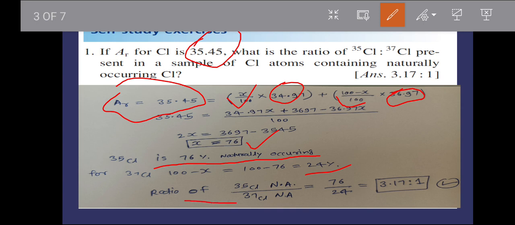Now the ratio of natural abundance of these isotopes, 35 chlorine by 37 chlorine, is equal to 76 by 24, and you will get the ratio of 3.17 to 1.